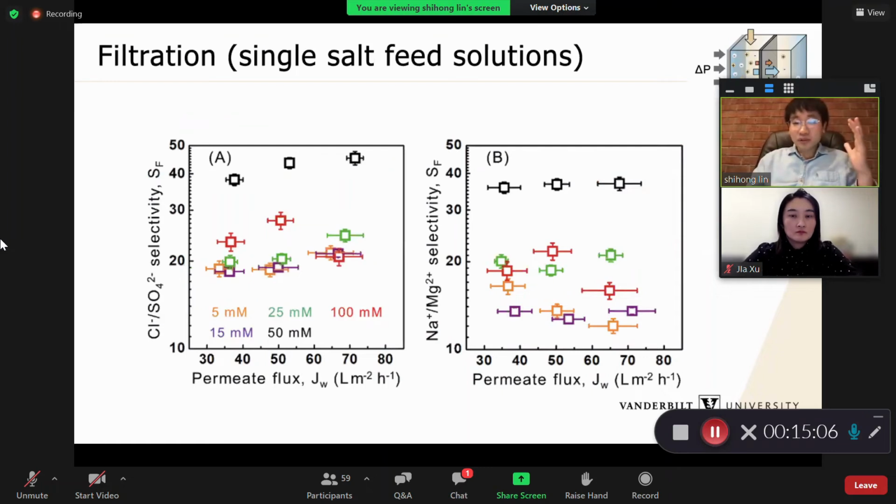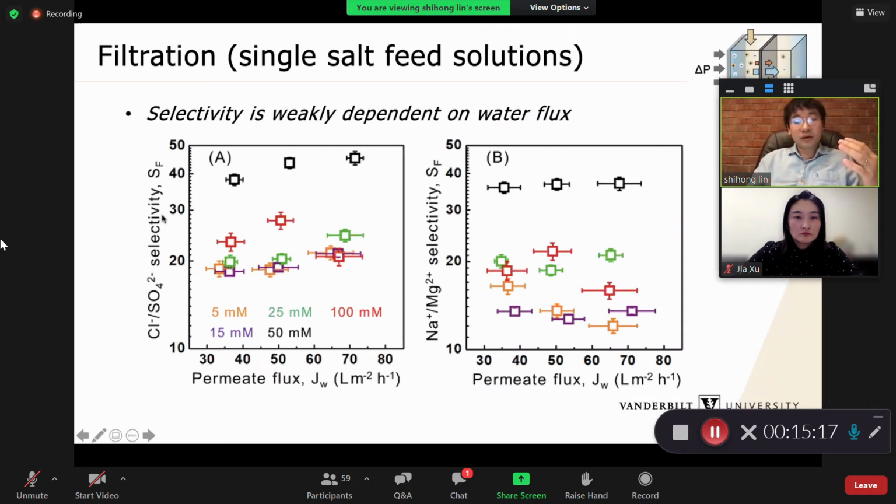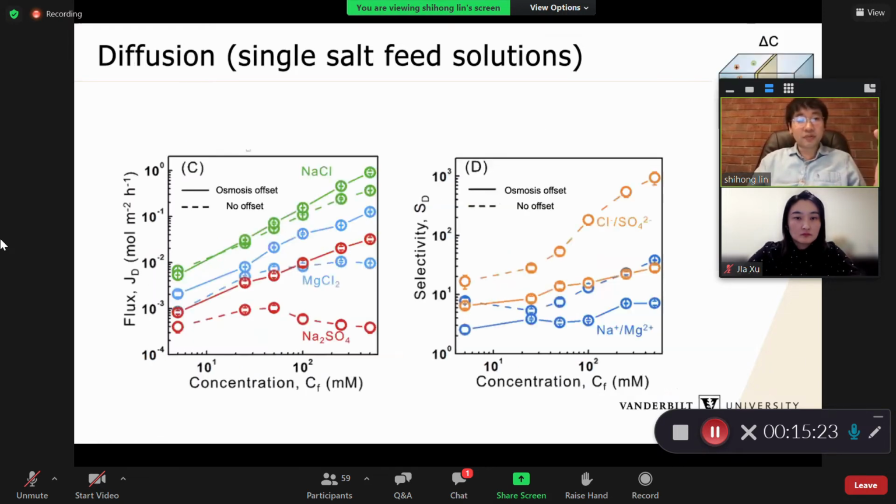Okay, and then we also look at the impact of permeate flux. So there's not really a clear trend here, and the values do not really vary that much at different flux. So our conclusion is that selectivity is weakly dependent on water flux. Again, these are still single salt experiments.